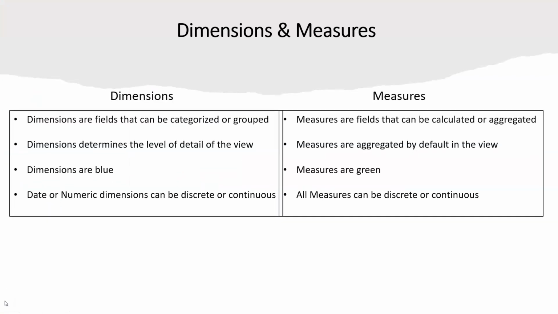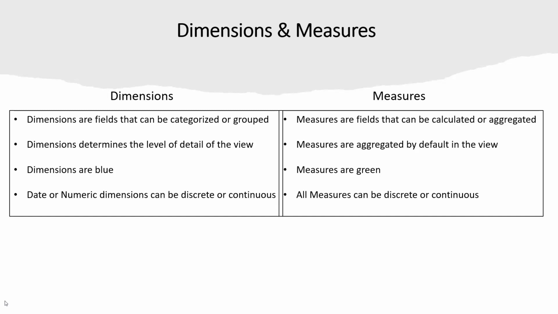This table shows key differences between dimensions and measures. Dimensions are fields that can be categorized or grouped. Measures are fields that can be calculated or aggregated. Dimensions determine the level of detail of the view, while measures are aggregated by default in the view. Dimensions are color-coded blue, measures are coded green.